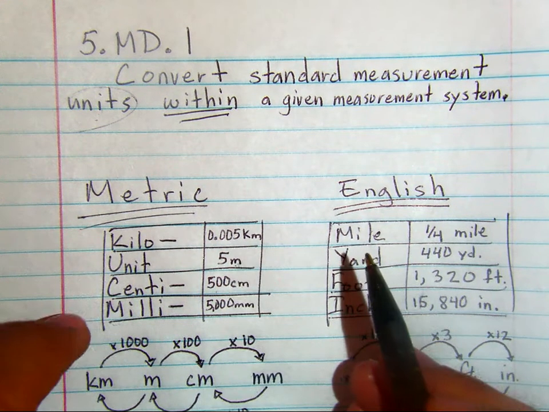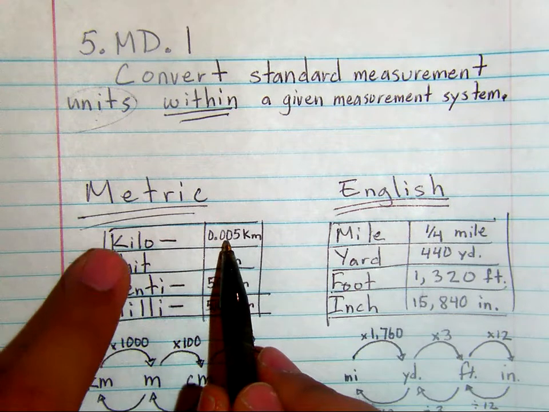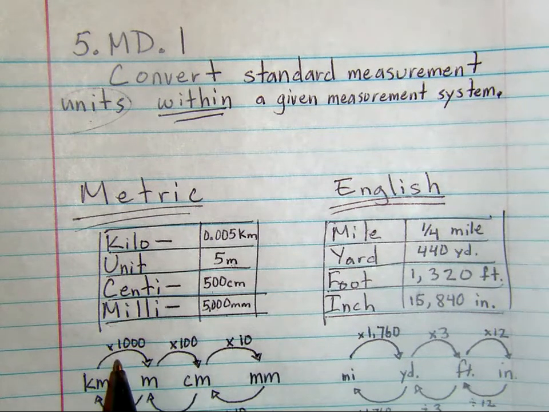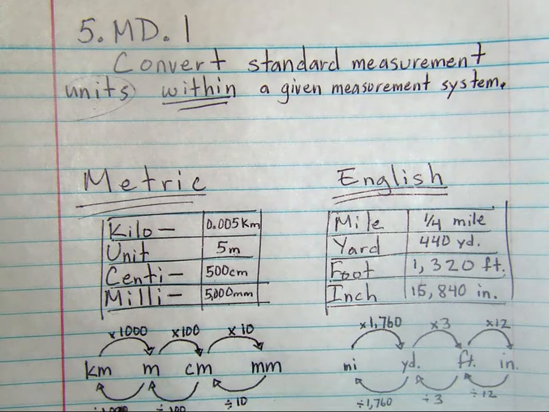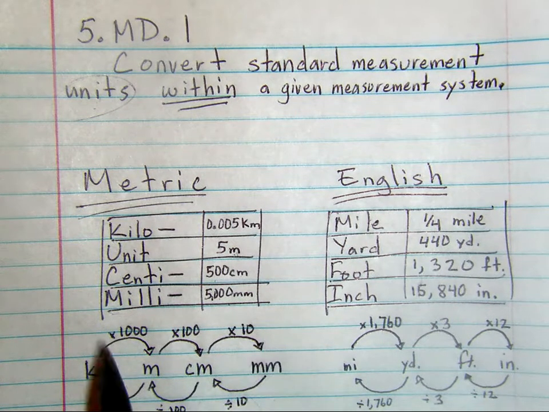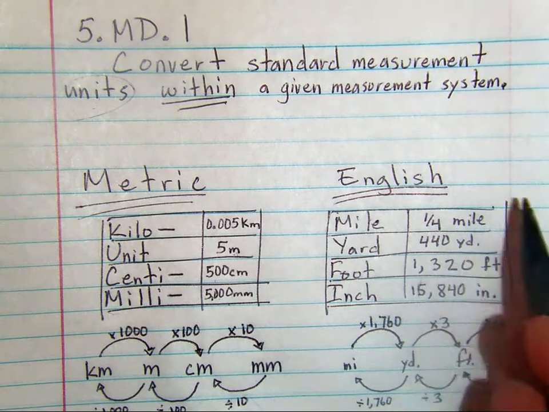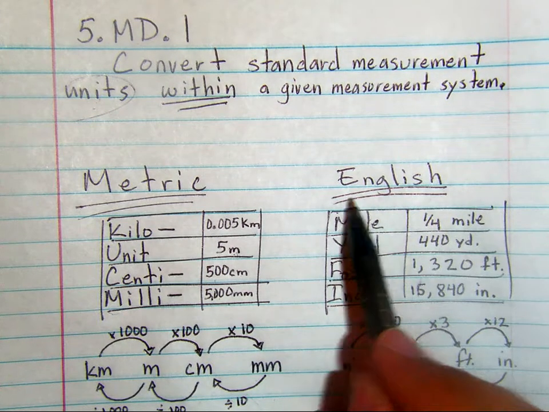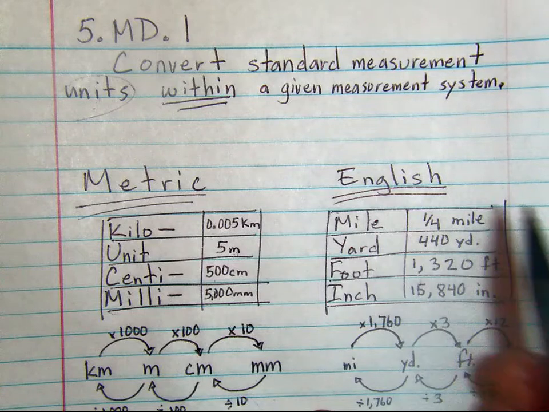So how you convert between metric is very, very straightforward and simple. It doesn't take a lot to learn how to convert within the metric system. That's the brilliance of the metric system. Now, when it comes to the other system, there are lots of names for it. I chose to go with the English system.